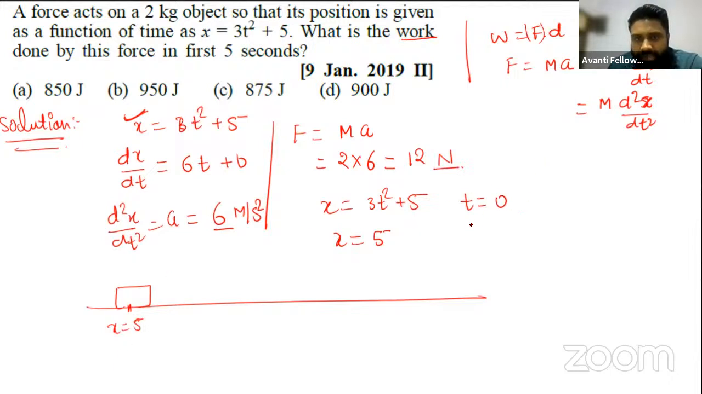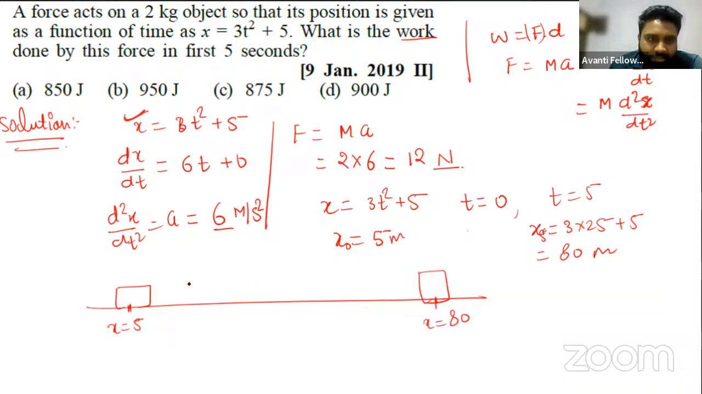And at t is equals to 5, if you put the value here, it will give you 3 into 25 plus 5. This is the x at 5. This is x at 0. So 25, it is 75 plus 5 is 80. Okay. Let's say this is in meter. This is also meter. So it has displaced from 5 to x is equals to 80. So what is the displacement? Displacement is 80 minus 5 is 75.